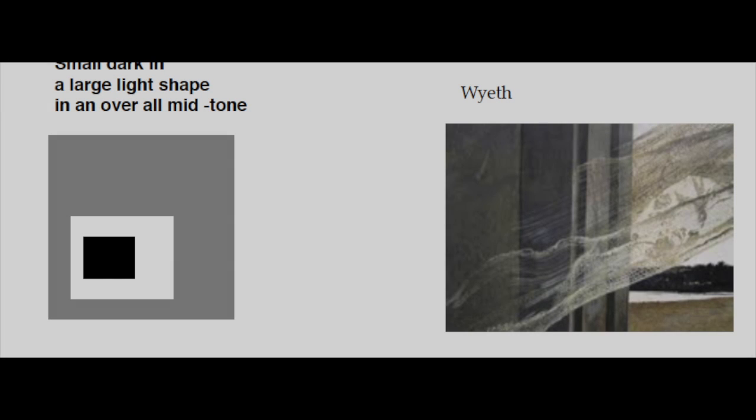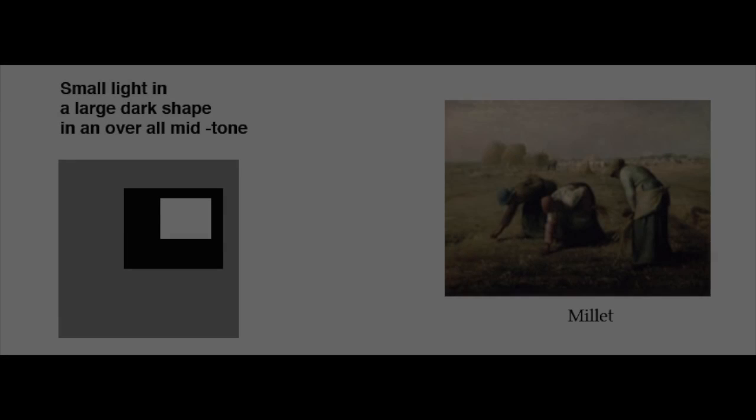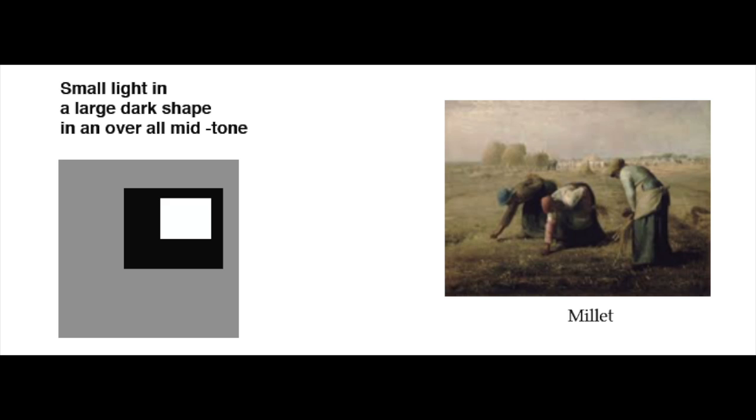A third example would be a combination of a small dark and a medium-sized light with an overall mid-tone. And you can see that at work in Andrew Wyeth's painting. A fourth example will be a small light and a larger mid-tone in an overall mid-value. And you can see that in Millet's piece, The Sowers.